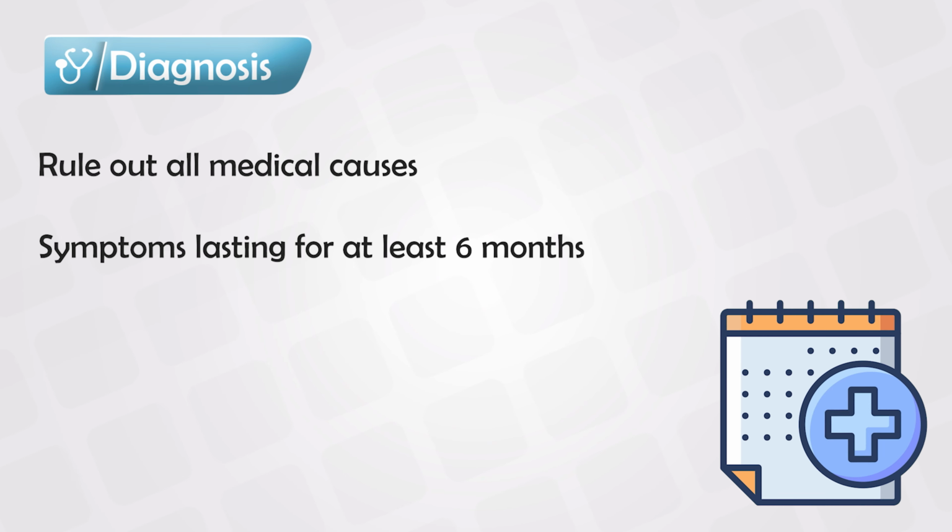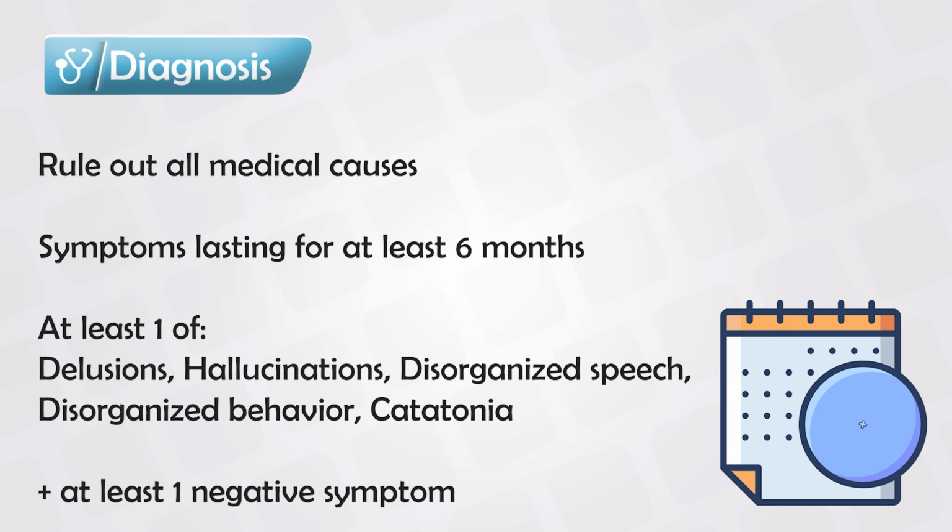To make the diagnosis, the patient needs two or more of the following: delusions, hallucinations, disorganized speech, disorganized behavior or catatonia, and negative symptoms. But at least one has to be one of the first three. And that's simply the symptoms and diagnosis of schizophrenia.